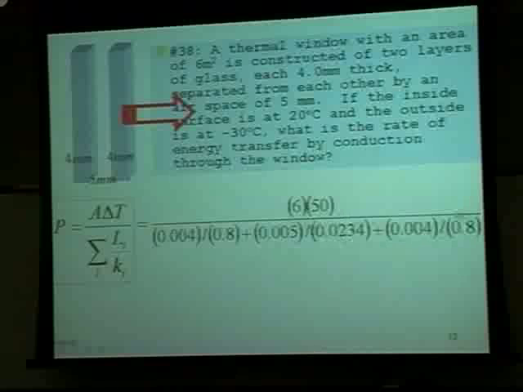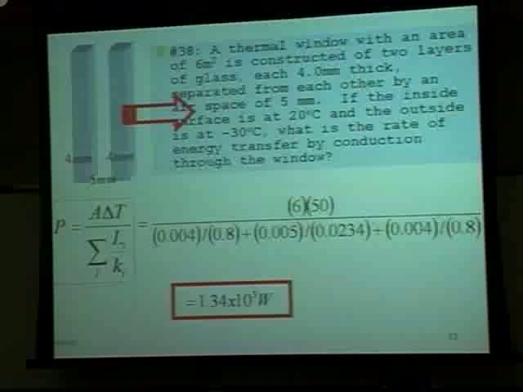plus another window pane over here. When I add all that up, I get 1.34 times 10 to the 3 watts, joules per second. So 1.34 kilowatts would be our power exchange, which seems pretty high, but that's still about a factor of 10 less than when we had just a single pane.